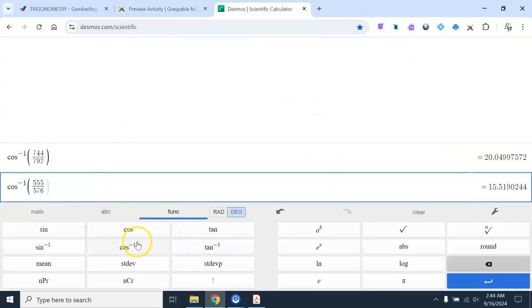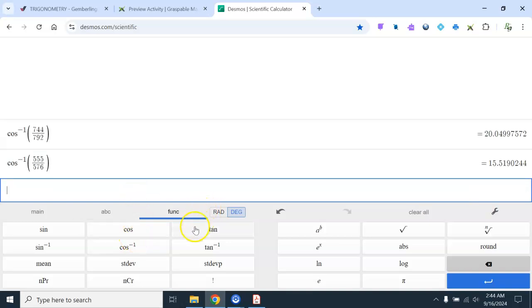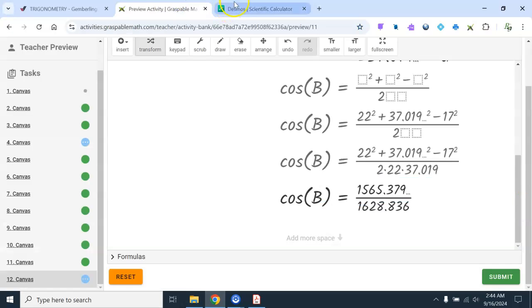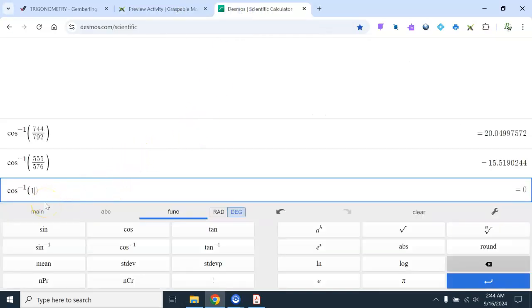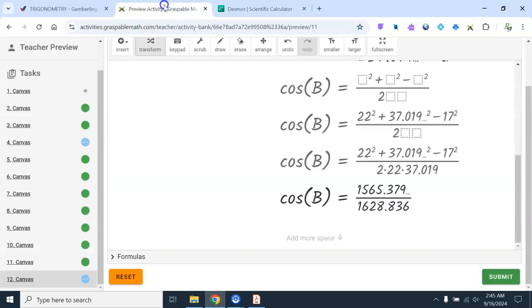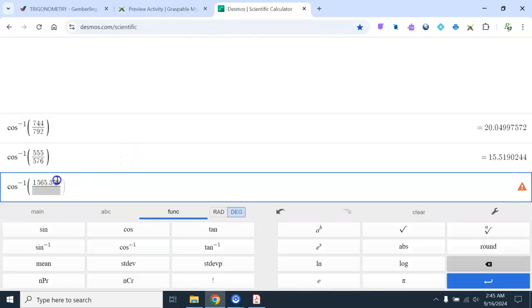Alright, so inverse cosine of 1565.379 over 1628.836. So we got an angle measurement of 16.046 degrees.